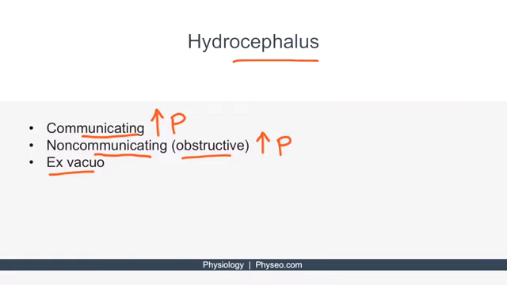So increased pressure. Finally, hydrocephalus ex vacuo refers to the idea that the ventricular system is enlarged due to decreased brain tissue rather than an increase in CSF. This could occur, for example, in a patient with dementia, which results in cerebral atrophy. In this case, the intracranial pressure would be normal because there is no obstruction within the ventricular system. So, normal pressure. Okay, with this in mind, let's briefly review the dural venous sinuses.